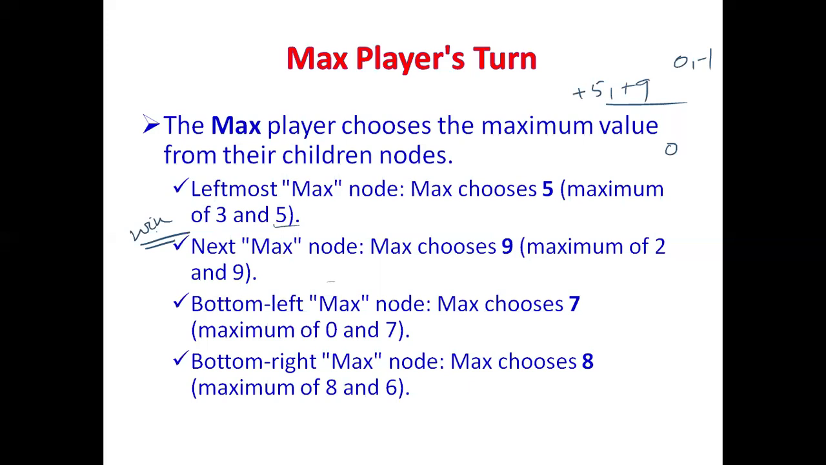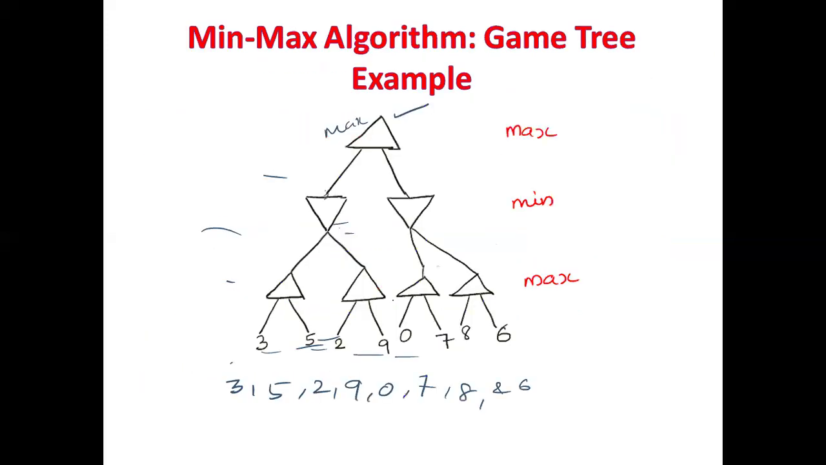For the leftmost max node, max compares 3 and 5. Selecting the maximum value here. So it will select what? 3 and 5. Comparing these two values, which is the maximum value? 5. So here we are writing it as 5. Selecting 5, it is the highest.